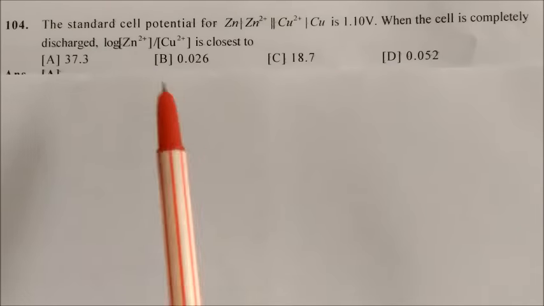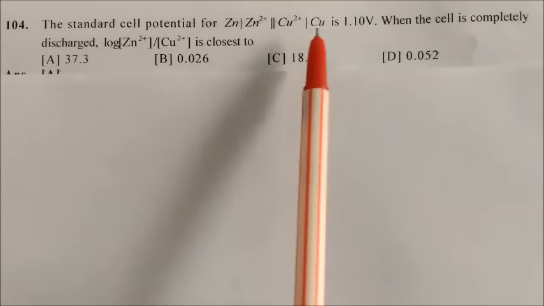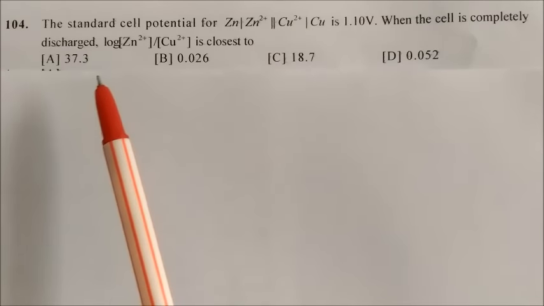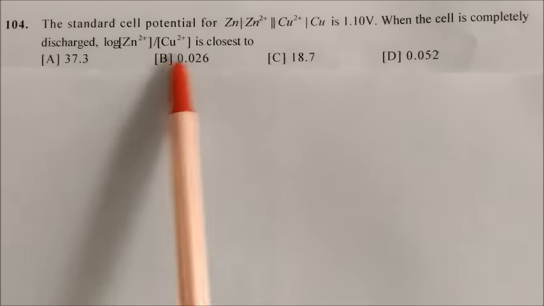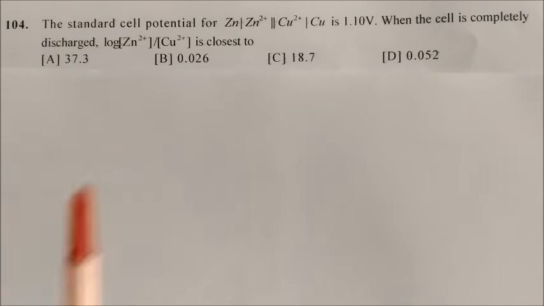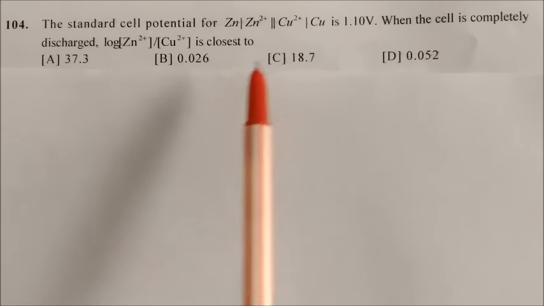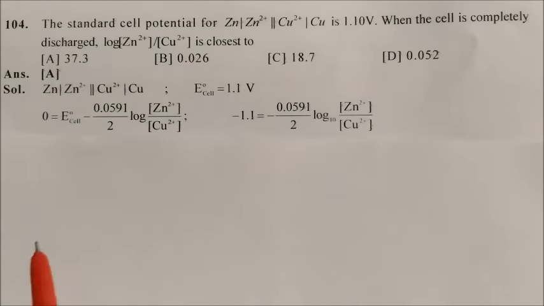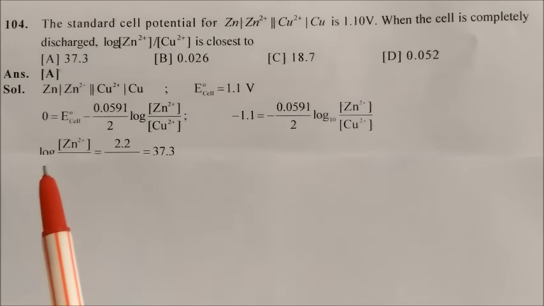The standard cell potential for zinc 2 plus, copper 2 plus, and copper is 1.1 volt. And when the cell is completely discharged, then log of this concentration is closest to. So again, this is the Nernst equation of the EMF of the cell. So let us see how this is solved. So this is the Nernst equation.